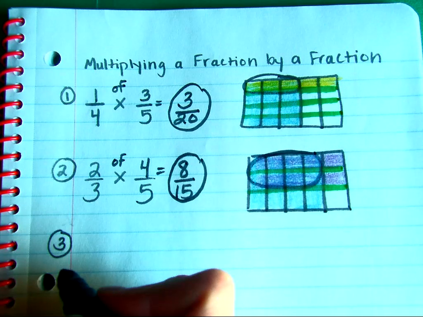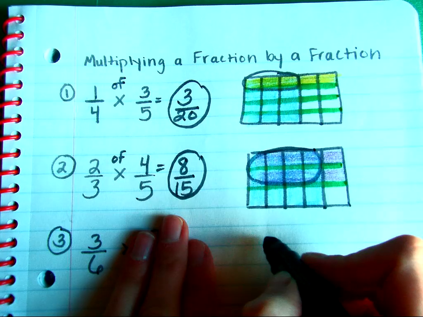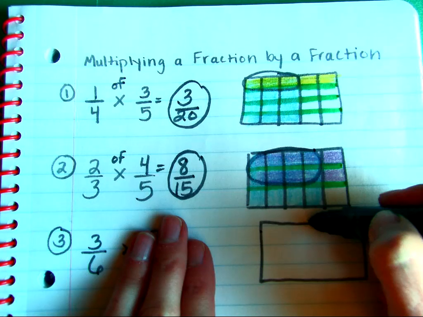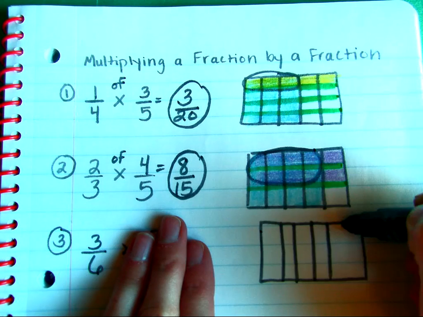I have 3/6 multiplied by 2/4. You might say, Miss Hammond, you keep representing the second fraction first. What if I want to represent the first fraction first? You can do that. I'm going to show you. You can represent 3/6. So I will cut it into 6 equal parts and shade in 3 out of the 6.